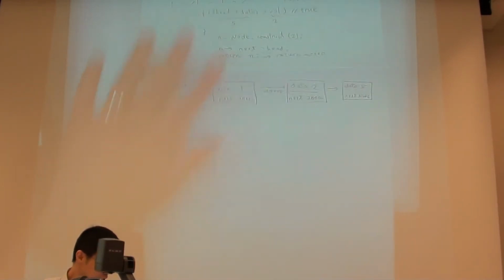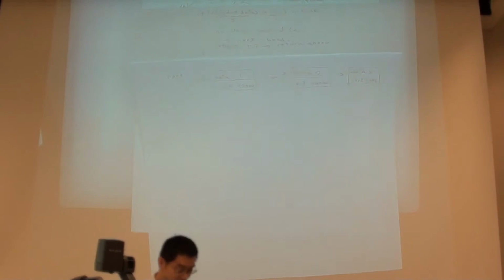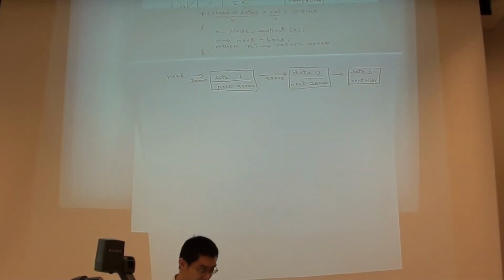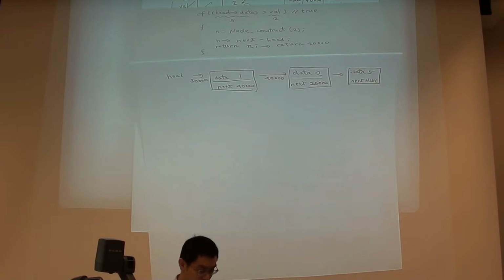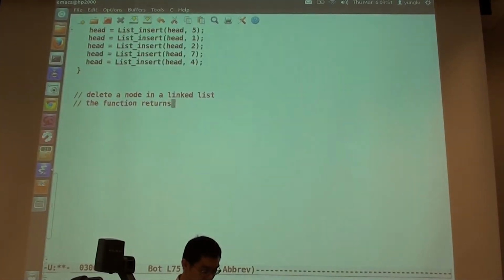Okay, so if there's no question, if you understand this, it's easier for you to understand delete. So I'm going to delete a node in a linked list. And the function returns the new head, the head of the new list.